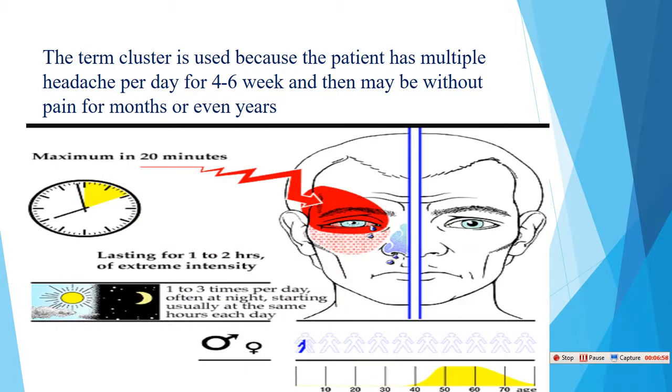The term cluster is used because the patient has multiple headaches per day for 4 to 6 weeks, and then may be without pain for months or even years. The patient suffers several attacks per day, most commonly at night. Each attack lasts 15 to 20 minutes, and as seen in this picture, those of extreme intensity may last 1 to 2 hours.